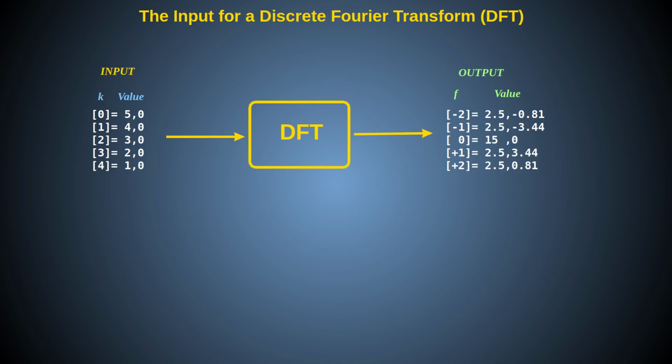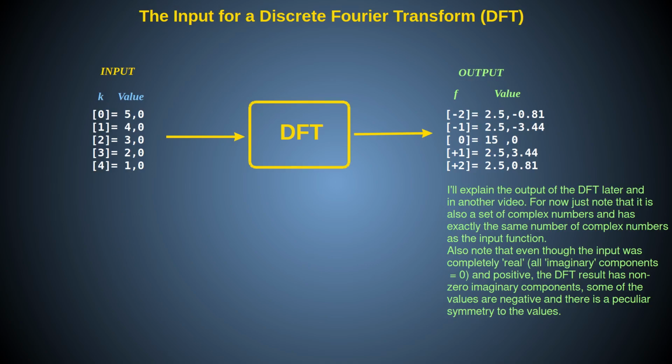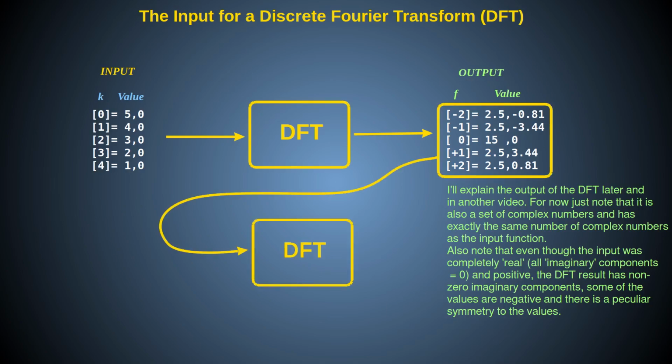So, the input to the DFT is a sequence of pairs of numbers, where each pair of numbers might represent some value of a thing at some point in space or time, that point in space being represented by the variable k here. However, as I'll discuss in more detail in another video, the output of a DFT is also a set of complex numbers. So, the input to a DFT might alternatively be the output values from a previous Fourier transform. But I'll say more about that in another video.